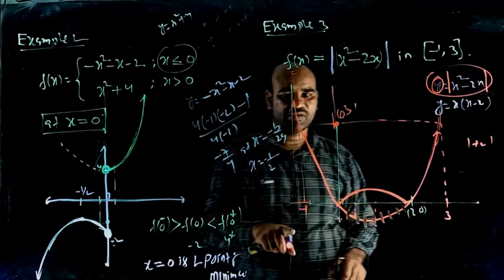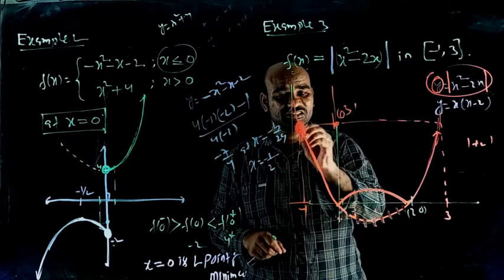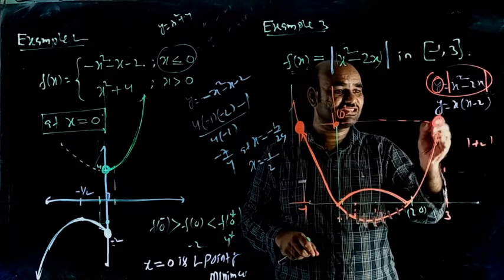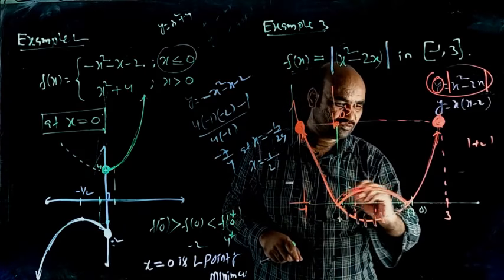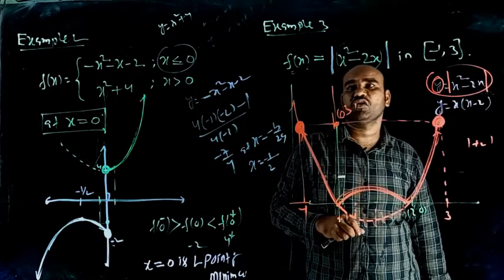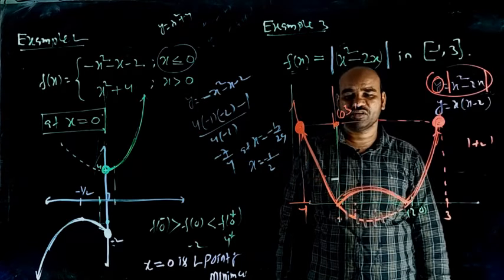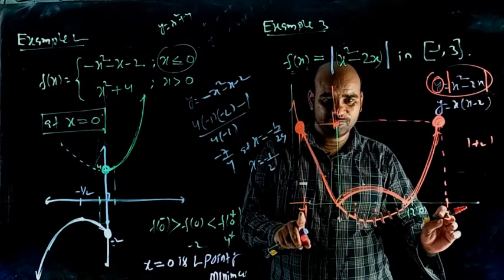This is minus 1. Minus 1 also giving 3. So what happened? Our graph is this. And this is the graph. Now we want to find the local maxima, local minima, global maxima, global minima for this function, from minus 1 to 3.